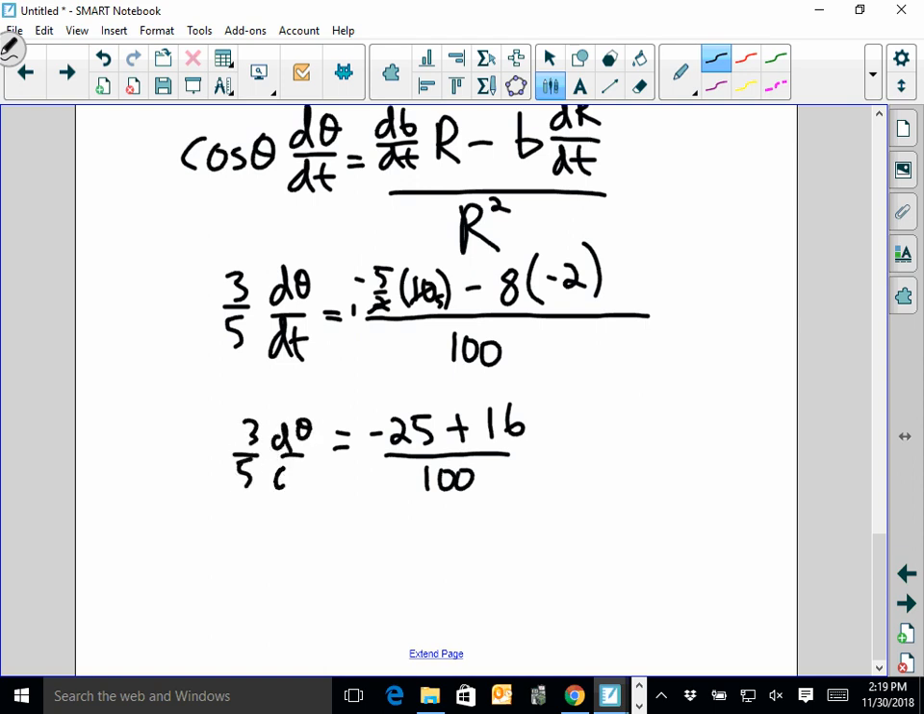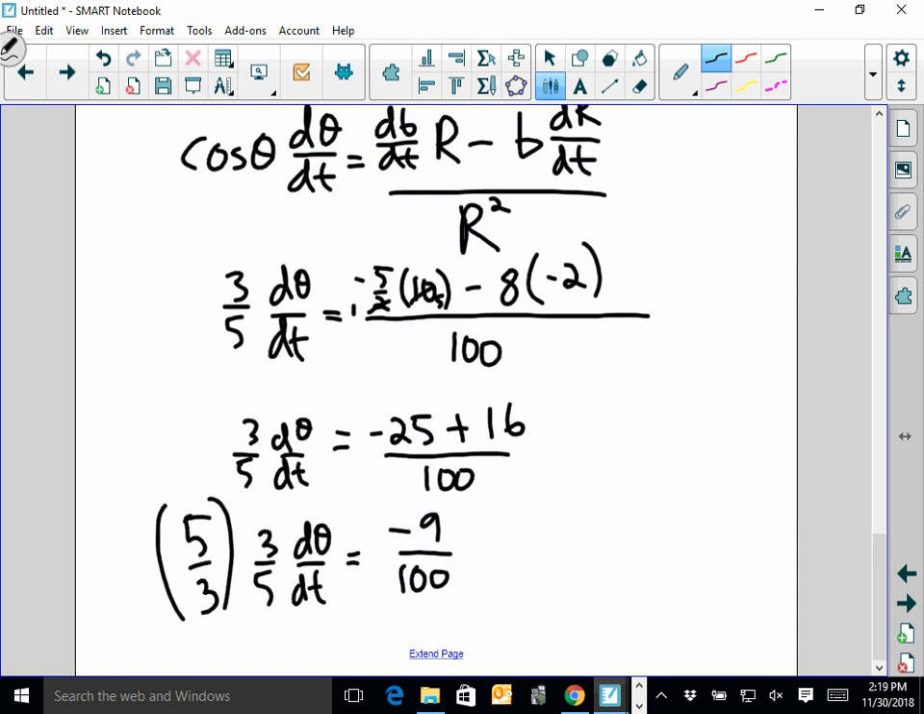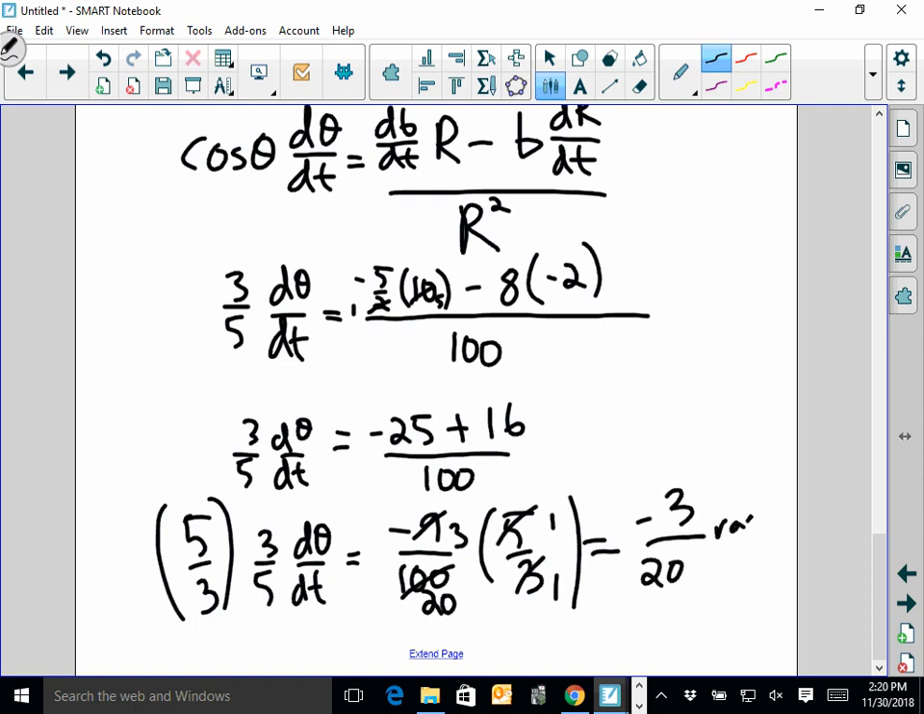-25 plus 16 is what? -9. So we get -9 over 100 equals 3/5 d theta dt. And now I'm going to multiply by the reciprocal again, which is 5/3. 5 becomes a 1, 100 becomes a 20. 3 becomes a 1, -9 becomes a -3. And look at what I get. -3 over 20 radians per second. Kind of cool when it works out like that.